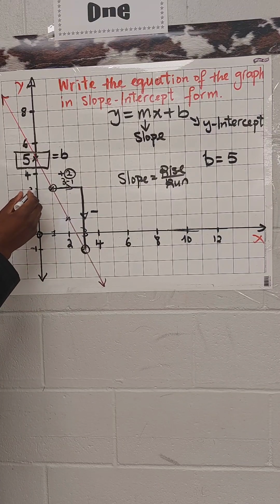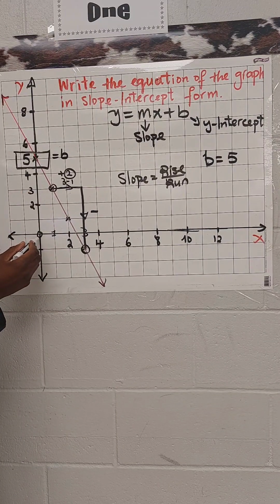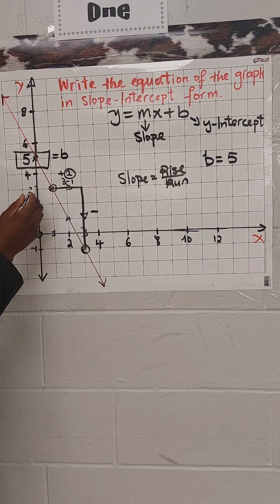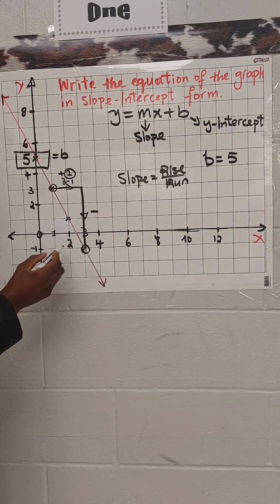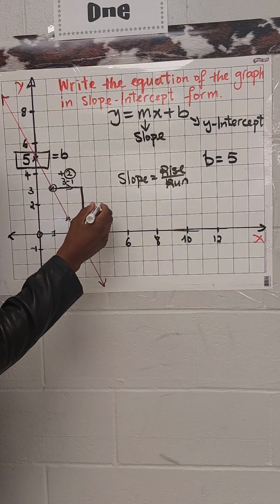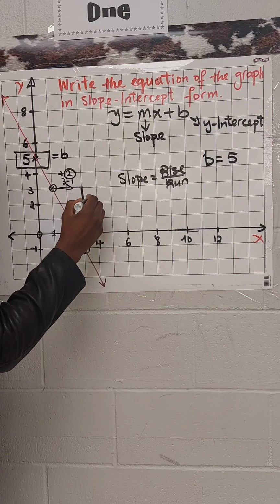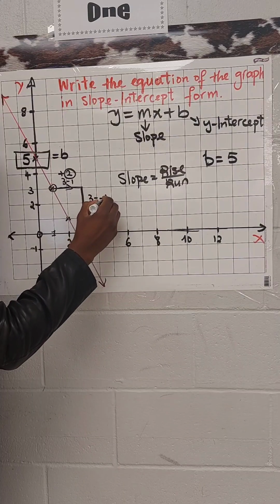So look at that distance. From 3 to 0 is 3 units, and then to -1 is another 1 unit. So distance is not negative. So my drop all the way is 4. Okay? So I get my drop by doing 3 minus -1.